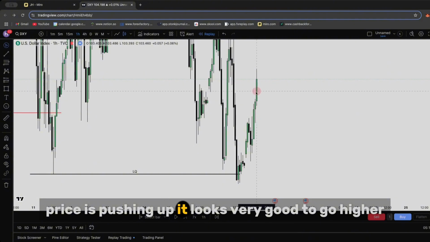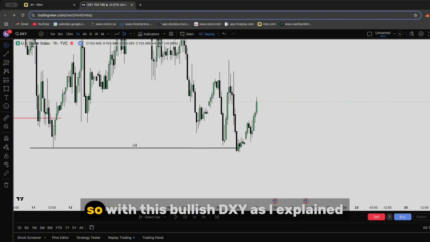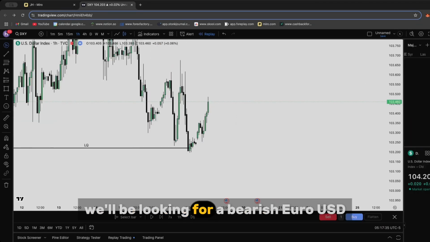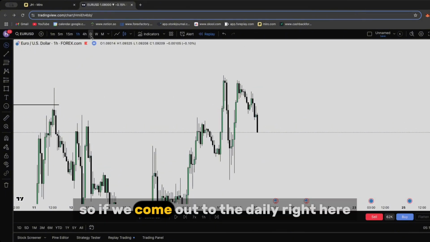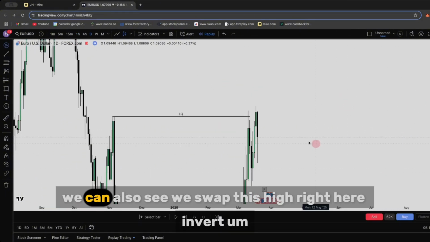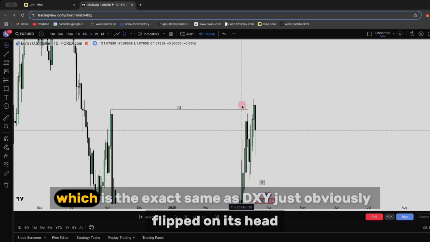Price is pushing up, it looks very good to go higher. So with this bullish DXY, as I explained, we'll be looking for a bearish Euro USD. If we come up to the daily right here, we can also see we swept this high right here, which is the exact same as DXY, just obviously flipped on its head.